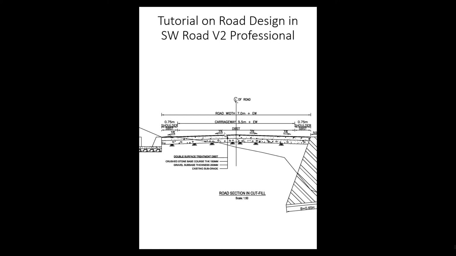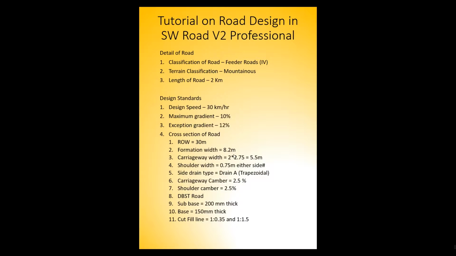Let's zoom in a little bit here. This is the road which we're going to design. Here you can see this is a DBST road with a carriageway of 5.5 meter with extra widening, and we have shoulders on both sides of 0.75 meter. The width of the drain will be 1.2 meters.